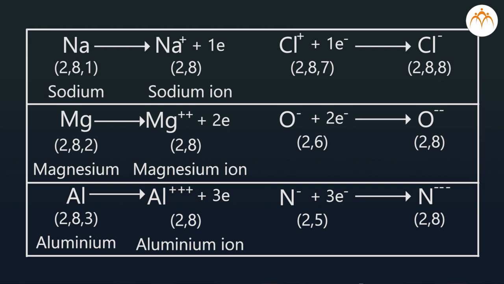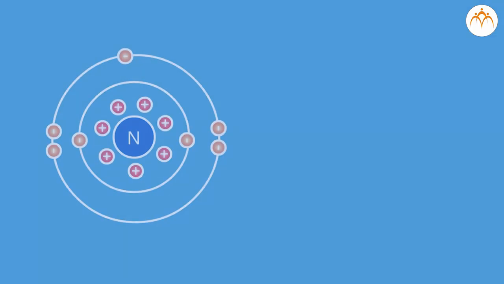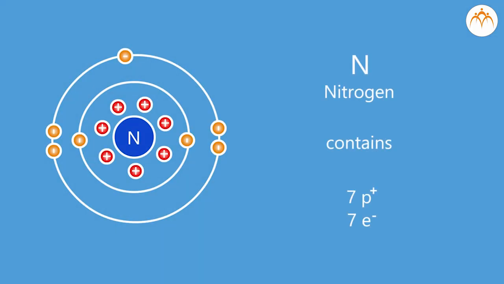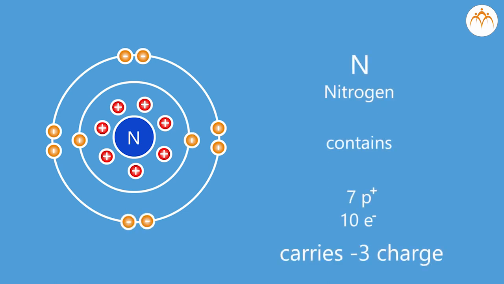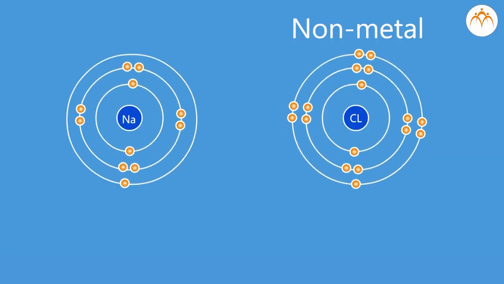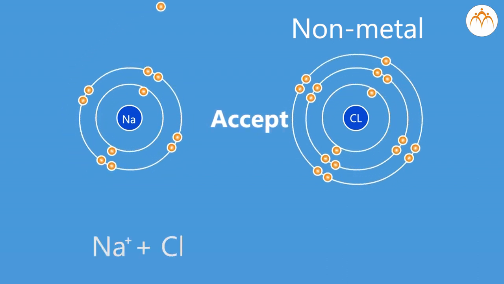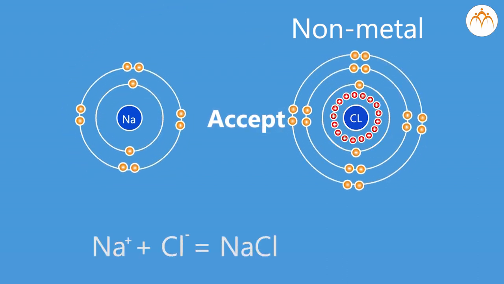A nitrogen atom has 5 valence electrons. To complete the octet, it accepts 3 electrons to form an anion. Initially, it has 7 protons and 7 electrons. When it accepts 3 electrons, it has 7 protons and 10 electrons, so it carries a minus 3 charge. On the other hand, most of the non-metals have 4 to 7 electrons in their valence shells. Non-metals have a tendency to accept electrons in their valence shell to form negatively charged ions called anions.